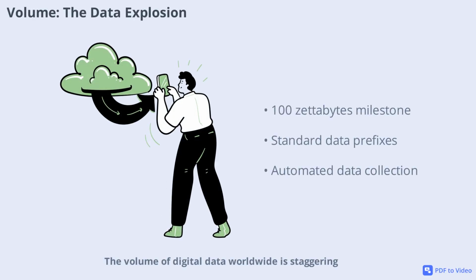The volume of digital data worldwide is staggering, approaching 100 zettabytes as of 2021. This growth is fueled by automated data collection from sensors, logs, and everyday digital activities. Standardized prefixes like kilo, mega, giga, and beyond help us quantify these immense amounts. However, confusion sometimes arises between powers of 10 and powers of 2, leading to terms like kibi and mebi. Understanding these units is essential for anyone working with large-scale data.